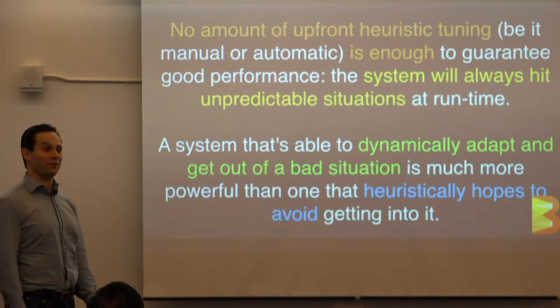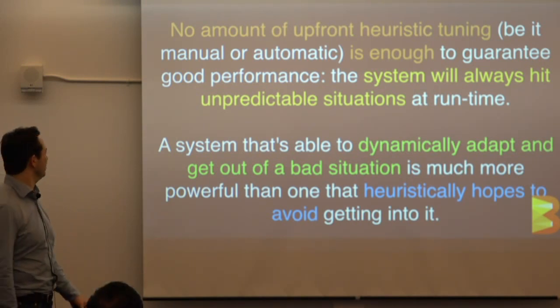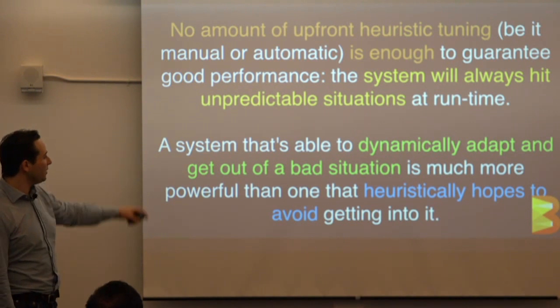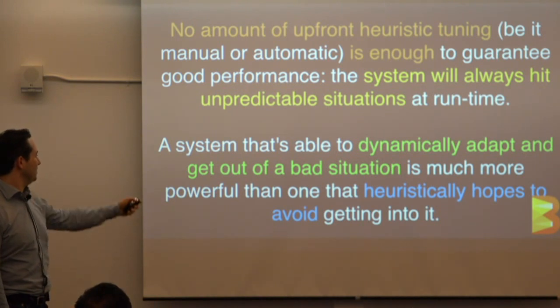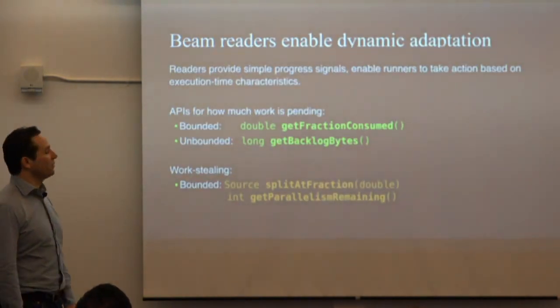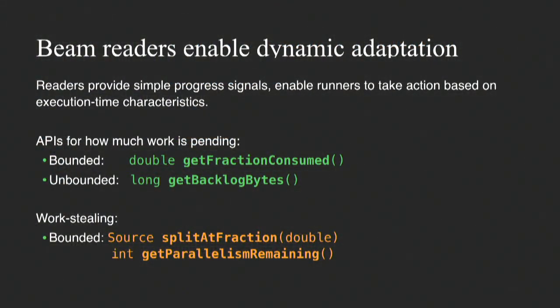Systems at scale will always eventually hit an unpredictable situation. Maybe not every day. You might run for like 2 weeks and then some weird data comes in and it triggers an unpredictable situation. To handle this, you need a system that can dynamically adapt to get out of a bad situation. So, what we did in Beam is we added APIs to enable dynamic adaptation.